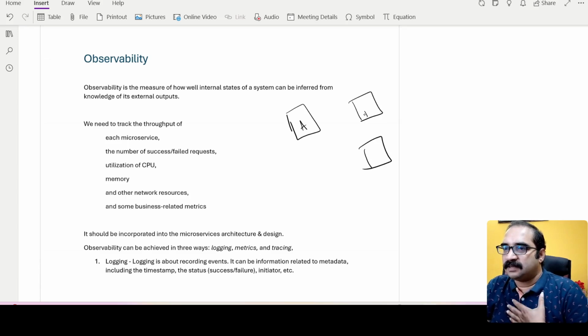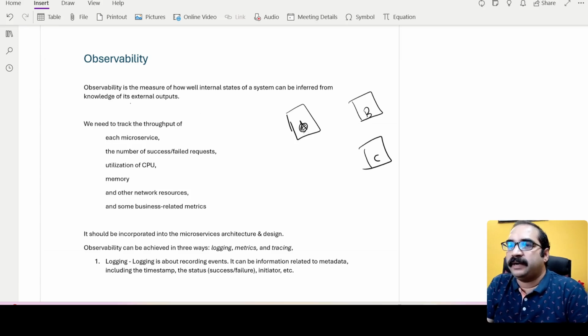Assume there are three microservices, A, B, C. They are deployed in a Kubernetes cluster. Assume each one is one node. So what's happening? What is the state of these microservices? What's internally happening? How to find it out? We can find it out by looking at the external output. Say it provides some log file. The state of this one can be found out from the external output.